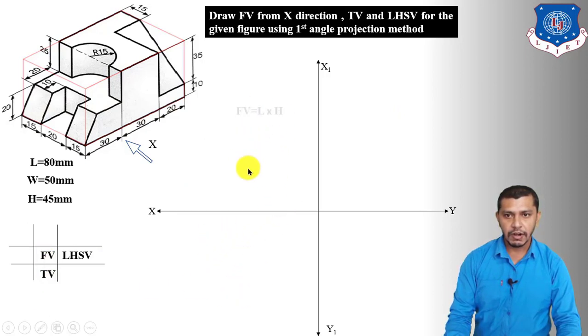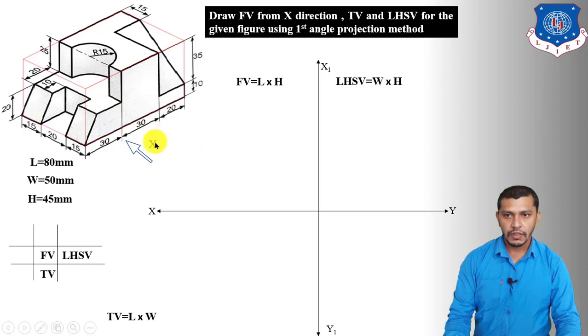So in the second quadrant we have to draw the front view, and the front view will show the length and height of the object. Below the front view we will draw the top view, and the top view will show the length and width of the object. And on the right hand side of the front view we will draw the left hand side view. In this quadrant we will draw the left hand side view, and it will show the width and height of the object.